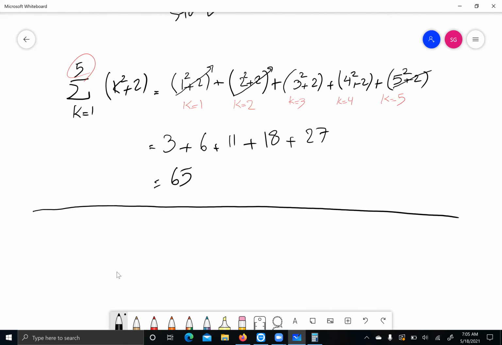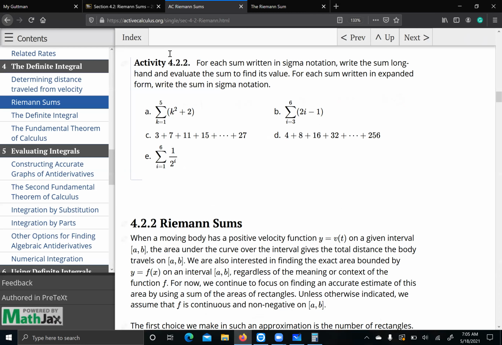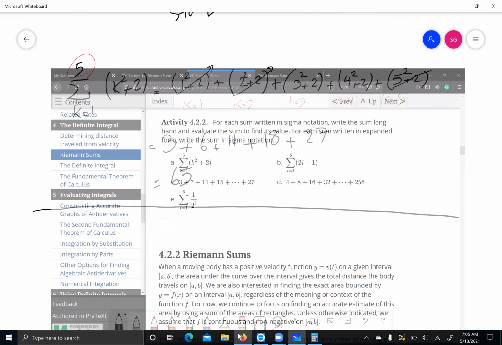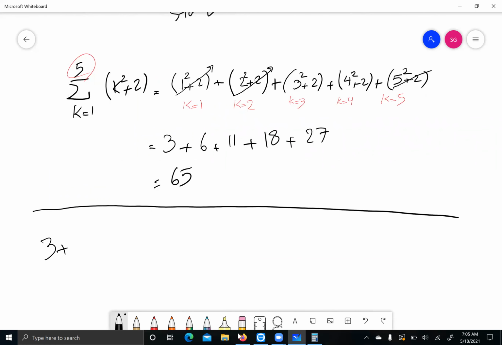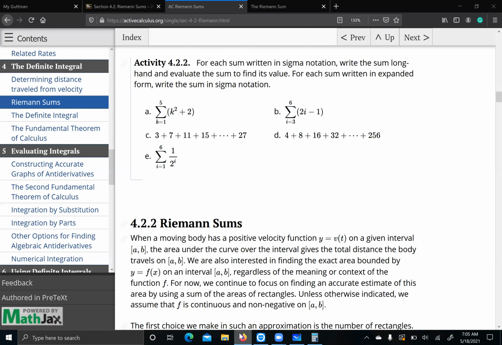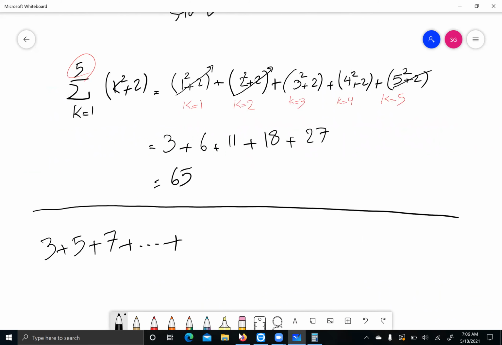Okay. So this was a practice of when a summation is given in the format of sigma, and then you can just expand it and calculate that summation. Now let's express this as the sigma notation. So here the summation is given, which is 3 plus 5 plus 7 up to 27. Wait. No.